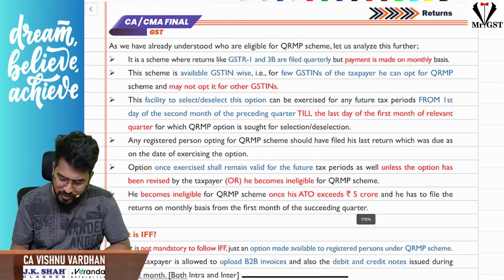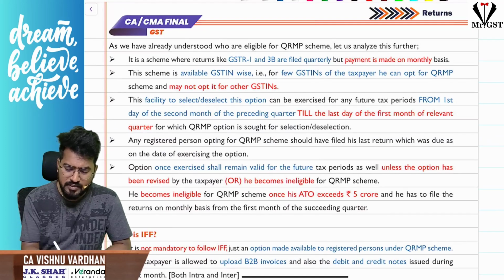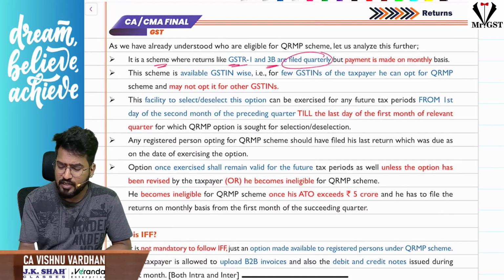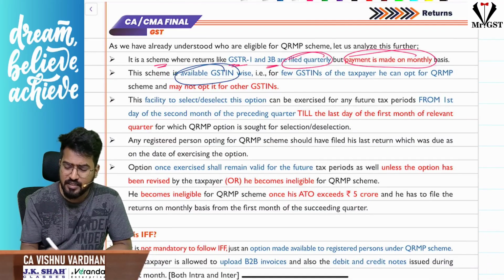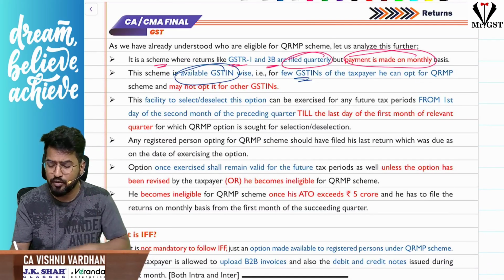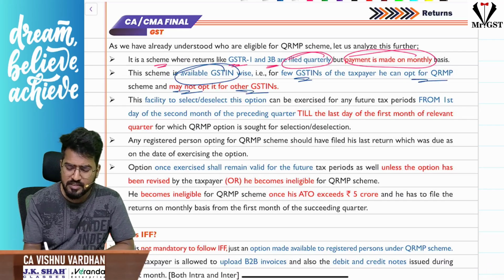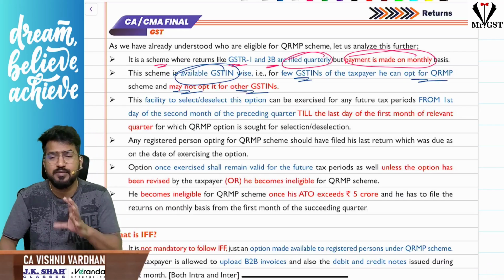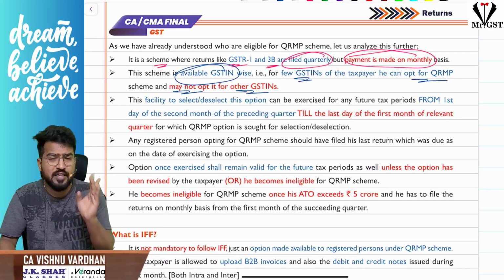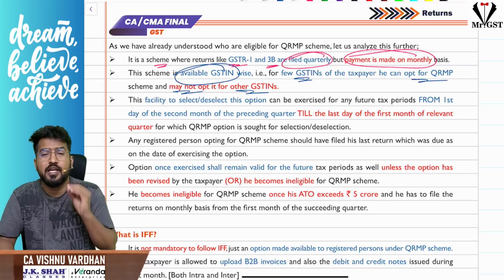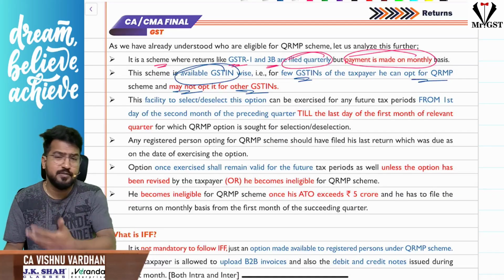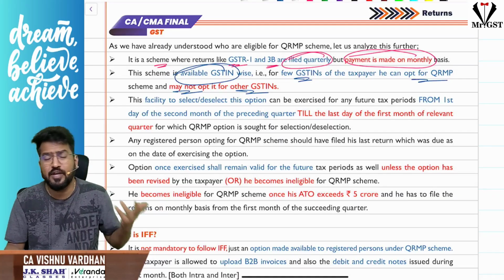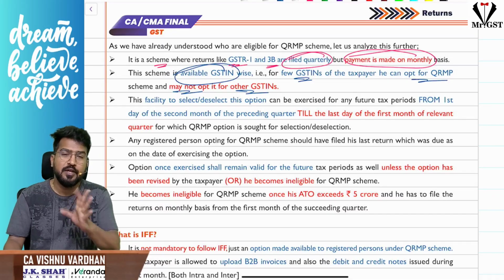I have explained all the details clearly. It is a scheme where returns GSTR1 and 3B are filed quarterly, but payments are made on a monthly basis, and this scheme is available GSTIN wise. That means a few GSTINs can go for QRMP scheme and a few GSTINs need not go for QRMP scheme. Say I have multiple registrations in Tamil Nadu, Karnataka, Kerala, Andhra Pradesh, Telangana. Then for certain registrations I can go for QRMP scheme, for certain registrations I need not follow QRMP scheme, I can happily go with monthly filing.